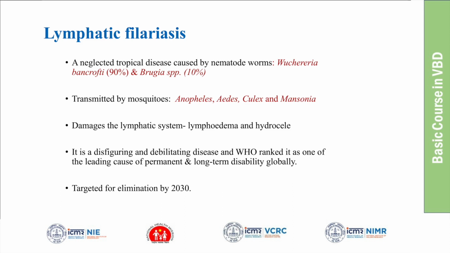So, as you all know, lymphatic filariasis is a neglected tropical disease which is caused by nematode worms, Wuchereria bancrofti and Brugia species, basically Brugia malayi and Brugia timori. In India, it's most commonly Wuchereria bancrofti which is found. This is transmitted by mosquitoes, most commonly by Culex quinquefasciatus, and Brugia by Mansonia species. To some extent, Anopheles and Aedes are also involved in the transmission of the disease.